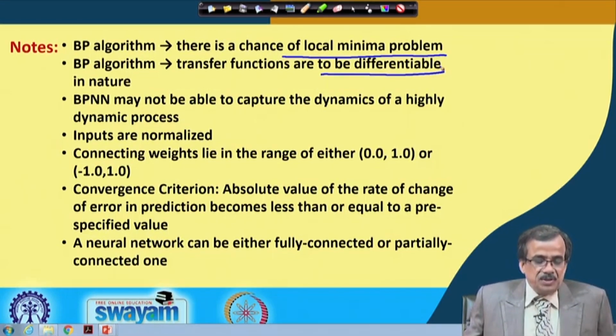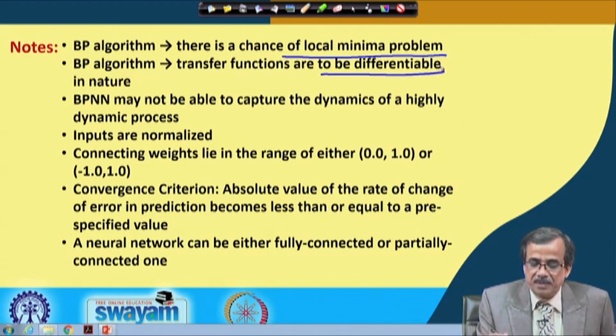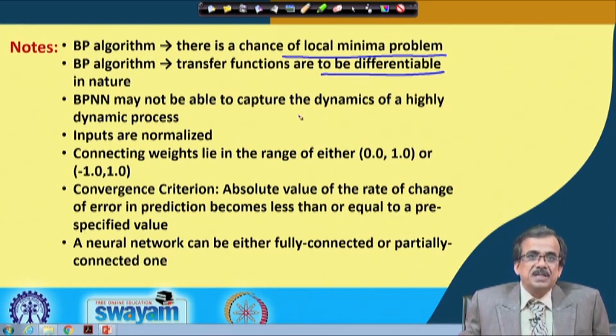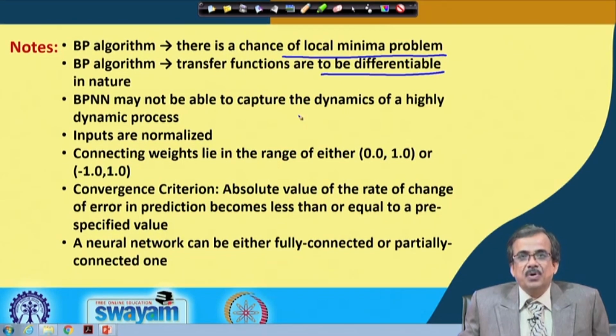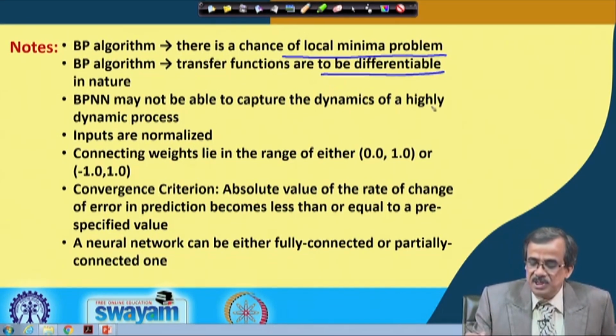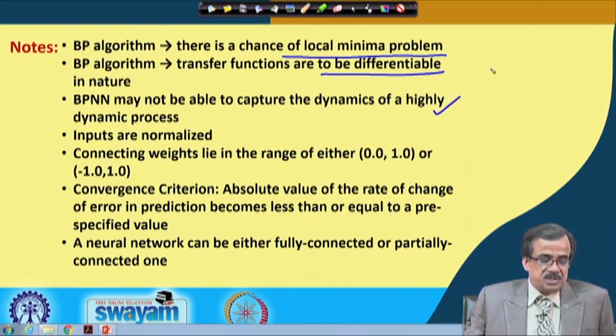Now, this back propagation neural network or multilayered feed forward network trained using the principle of back propagation algorithm may not be able to capture the dynamics of a highly complex or highly dynamic process, and that is why actually we will have to go for some feedback circuit, which I will be discussing in detail. That means, we will have to go for the recurrent network. Those things will be discussed in much more detail while discussing the recurrent networks.